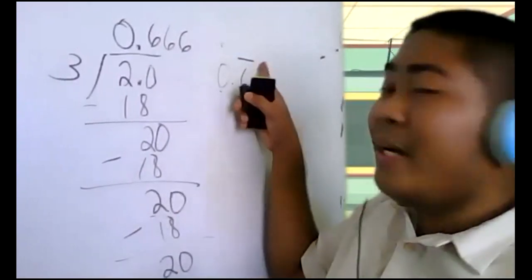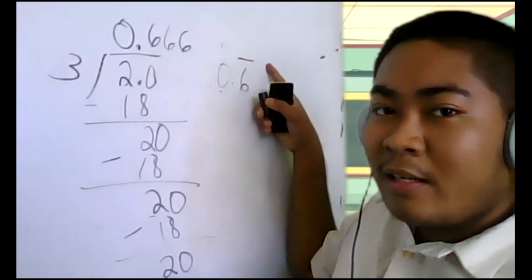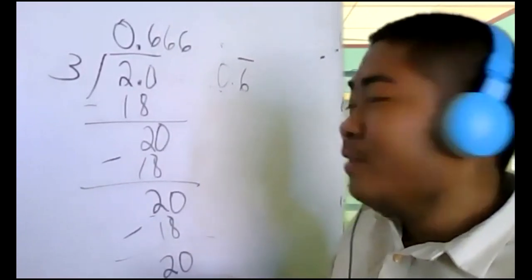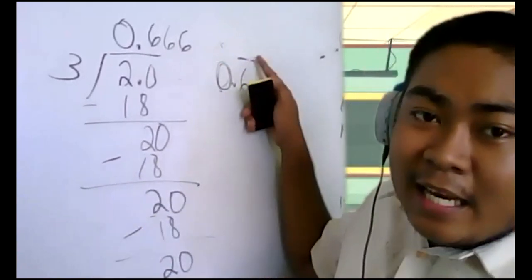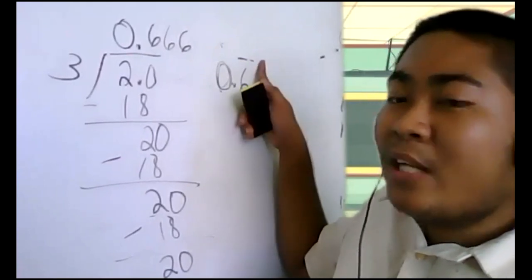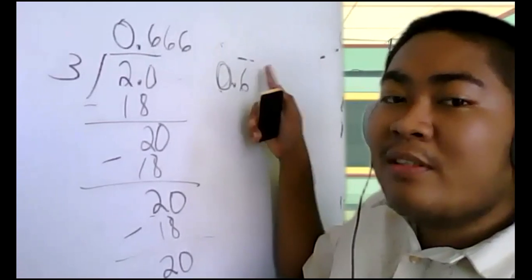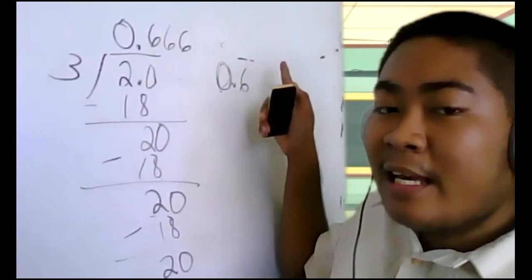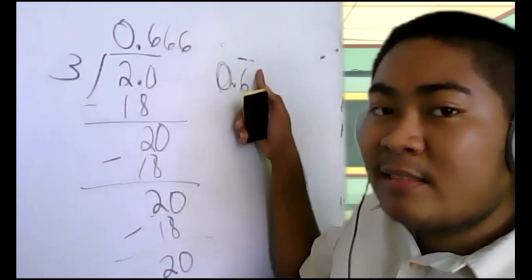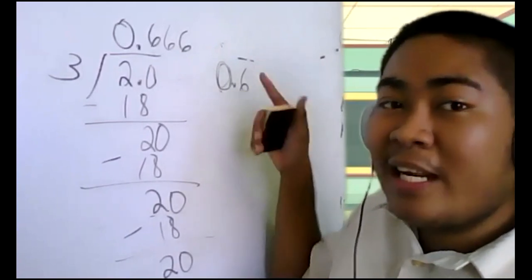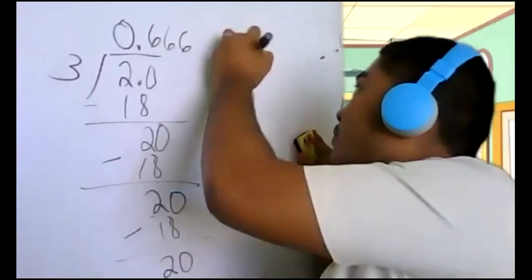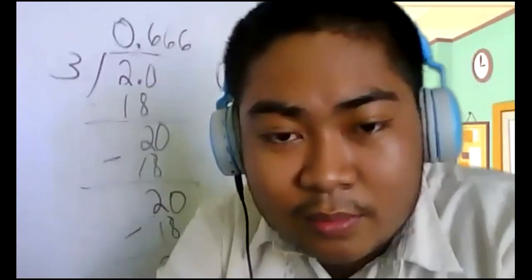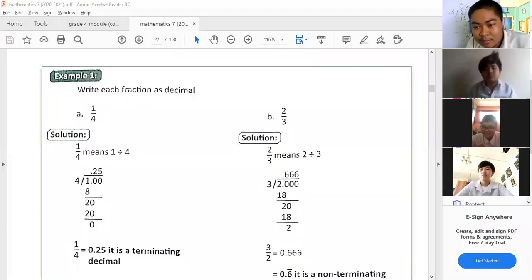bar. What do we call this bar again? Vinculum. So our answer now is 0.6 with a bar. But don't forget that it needs a bar, because this bar, which is the vinculum, signifies that it is a repeating number that is non-terminating, so it goes on and on. Let's try another example. We'll try to answer the worksheet.